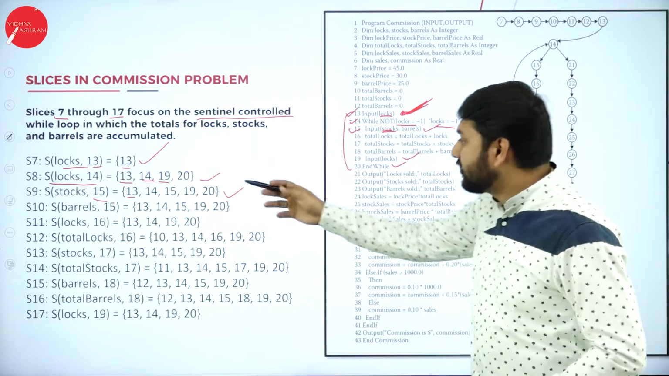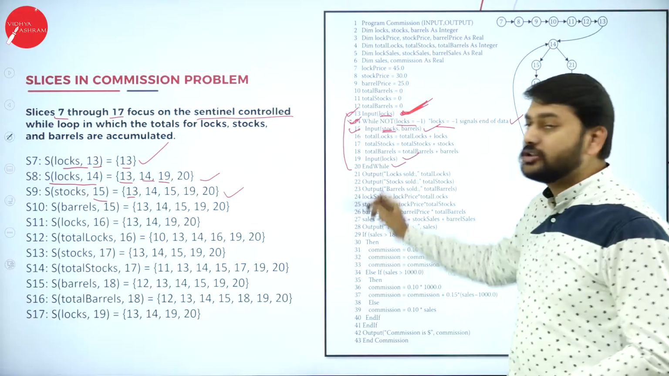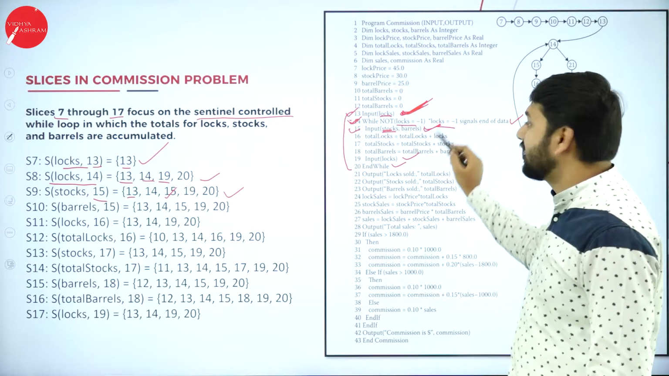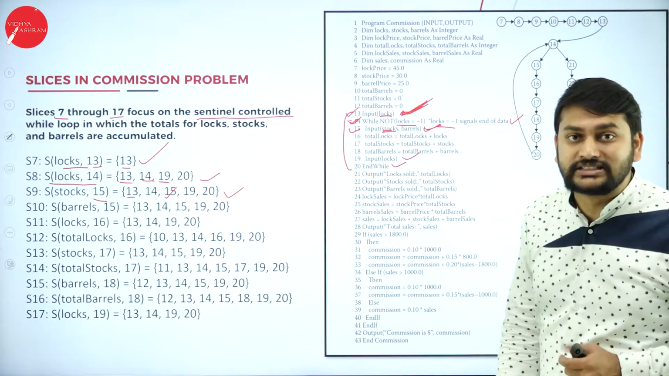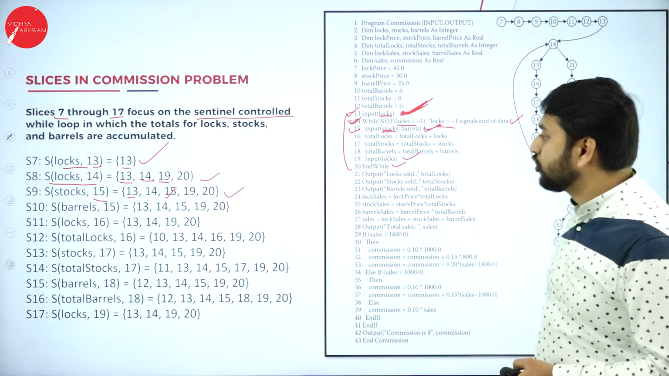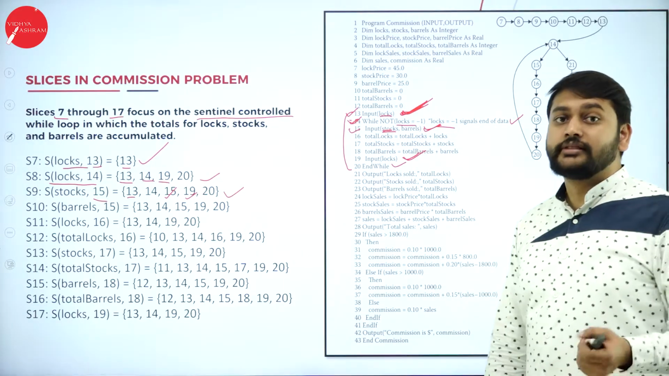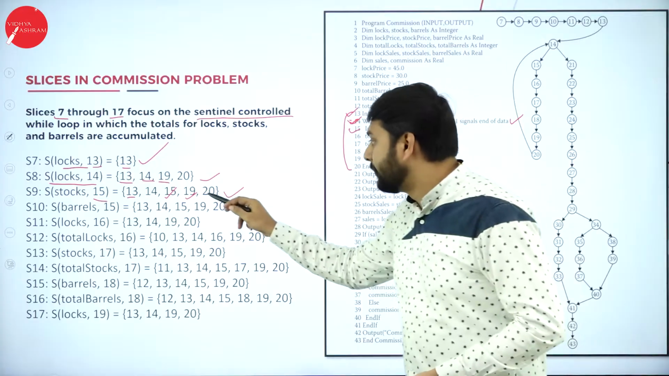After that, I have the while loop statement, that is 14. Then after that, you have 15. This is the statement input stocks, barrels. Yes, you have that also. Then followed by line number 19, that is input logs. Then after that, you have 20, obviously.